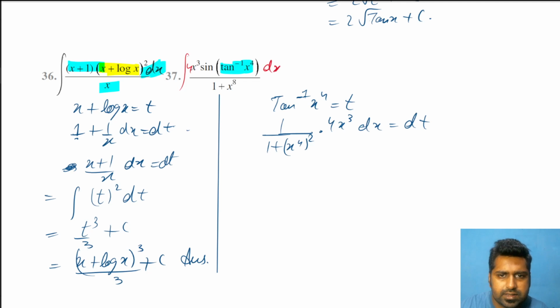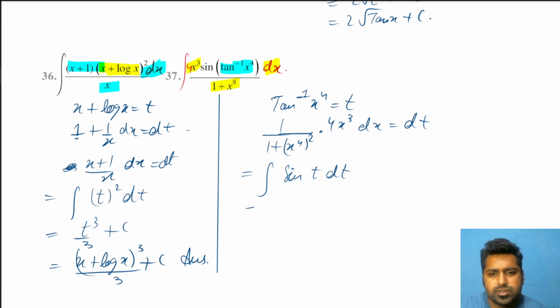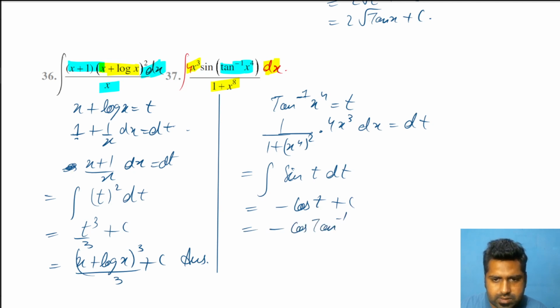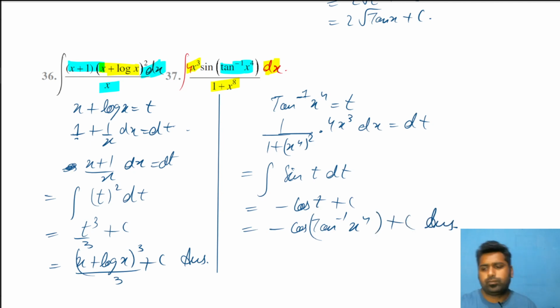And the integration is like this, dx now. So see this adjustment, 4x cube, 1 upon 1 plus, what is x raised to power 4 raised to power 2? x raised to power 8, no? So same thing. So this whole thing is dt. So what's the question actually? Integration sine, and the thing present is t, rest is dt. What is integration of sine t? Minus cos t plus c, so minus cos tan inverse x raised to power 4 plus c. That's your answer.